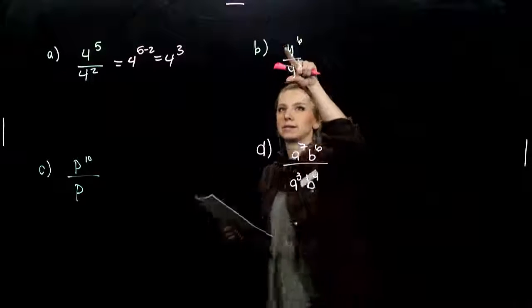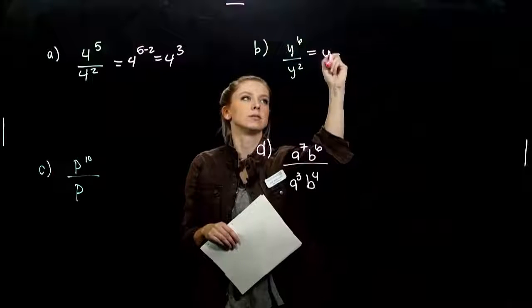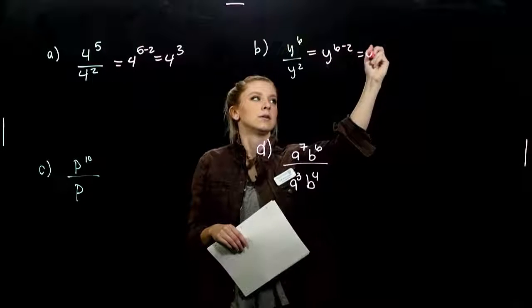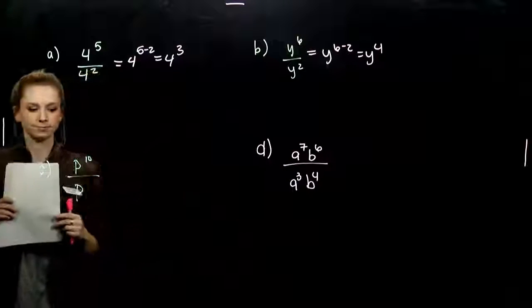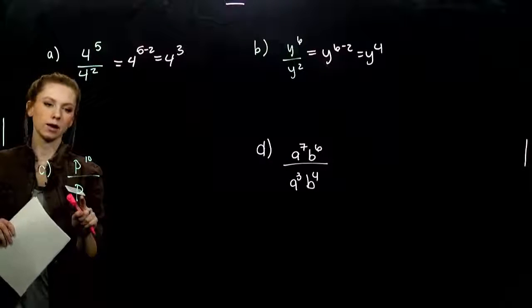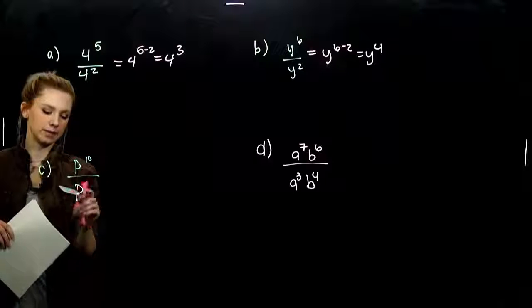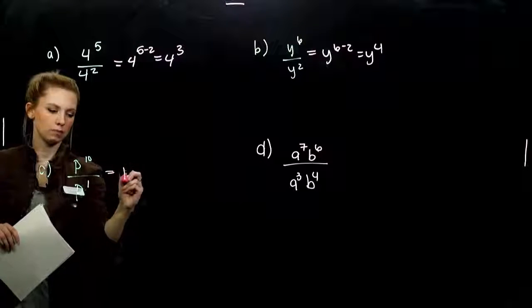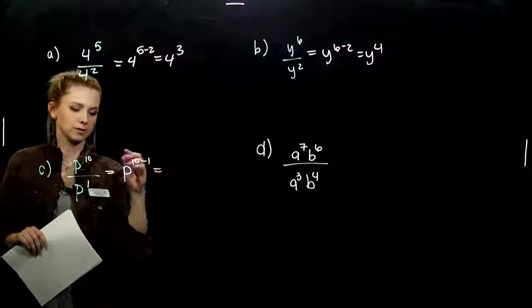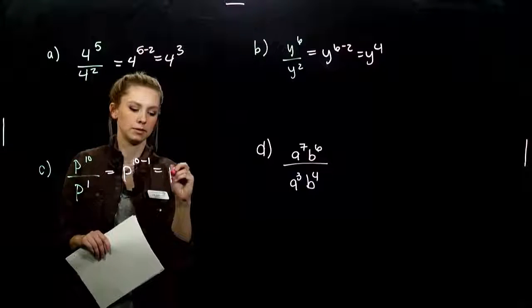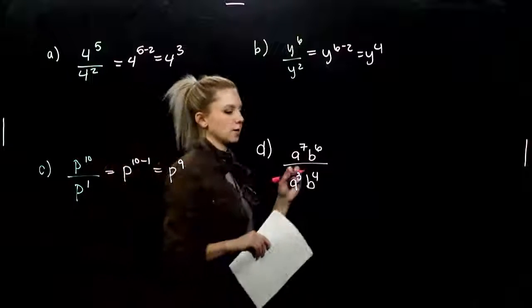For part B, again, same base, and we're doing division. So we look at the difference. So I've got 4 factors of y altogether. For part C, again, what is our power on this p in the denominator? 1, same base, doing division. So we look at the difference, top one minus the bottom. So I've got 9 factors of p.